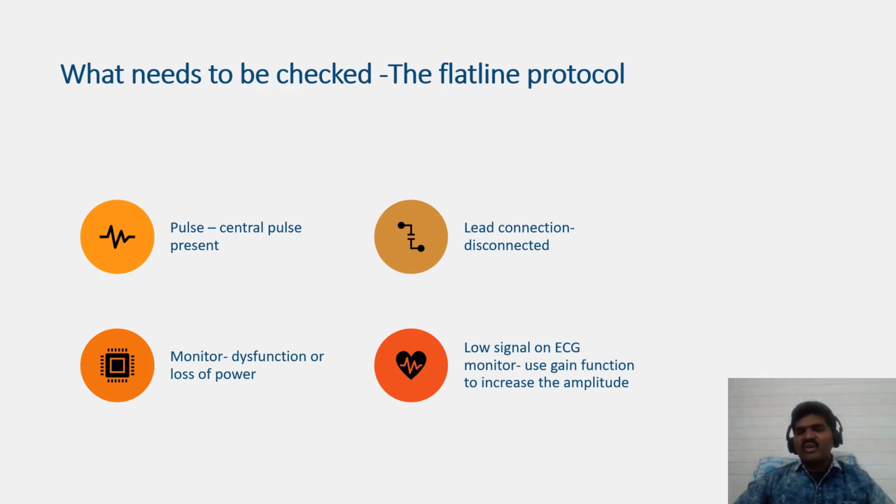There is a specific function called the gain function in each of the monitors, where you increase the amplitude of the ECG waves that are recorded on the monitor. When you use that gain function and increase the amplitude, an occult VF becomes apparent on the monitor. So you can follow the shockable limb of the ACLS protocol.